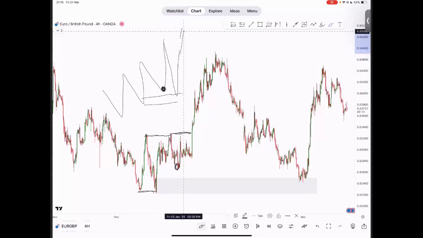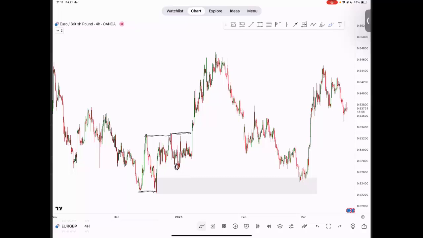That is the kind of change of character that we talked about that does not give confirmation. Price just takes it out and still continues moving in the same direction. It looks like the change of character I was talking to you about, but it does not change the trend.